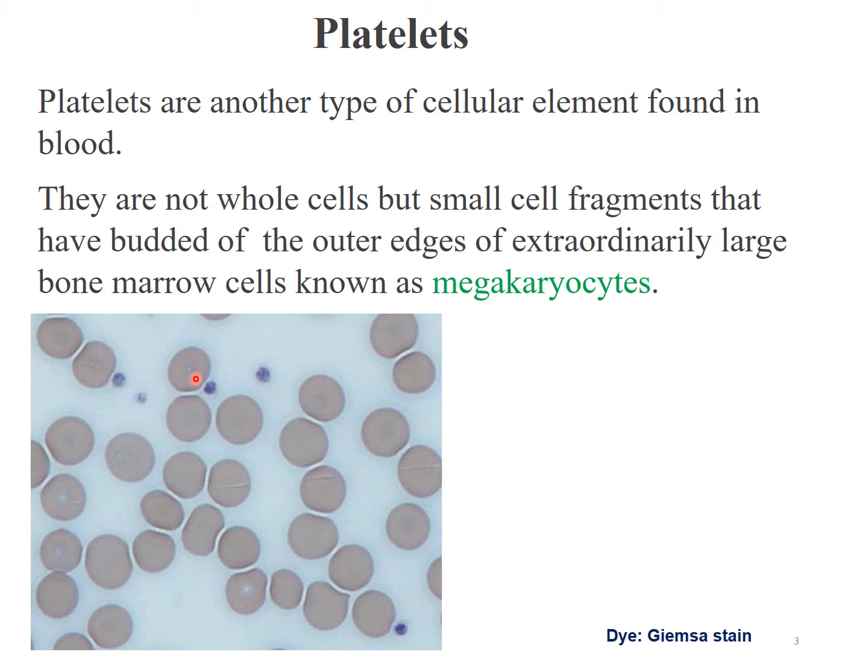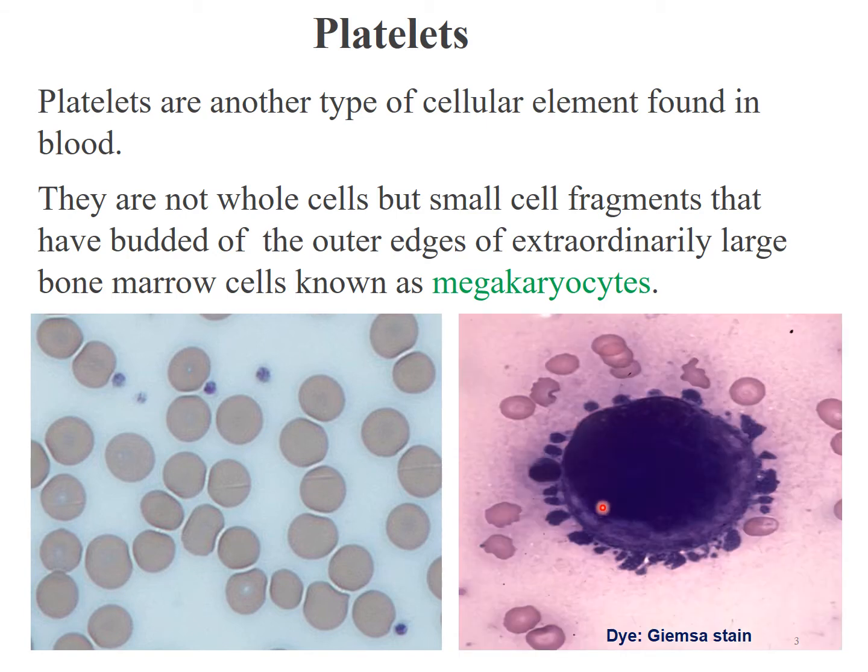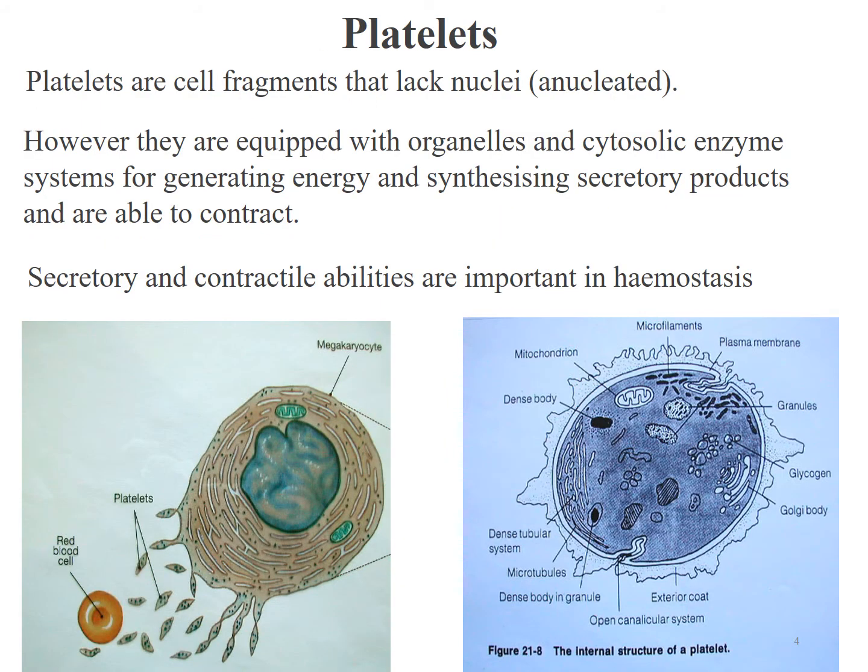Over here you can see that the megakaryocyte, or the mothership for platelets, is stained purple or bluish by the Giemsa stain. The megakaryocyte itself is much larger than the red blood cells and has only a single nucleus. As a result, each platelet does not contain a nucleus because they are just derived from the cytoplasm of these megakaryocytes. Again, platelets are fragments of cells that lack nuclei. In other words, they are anucleated.